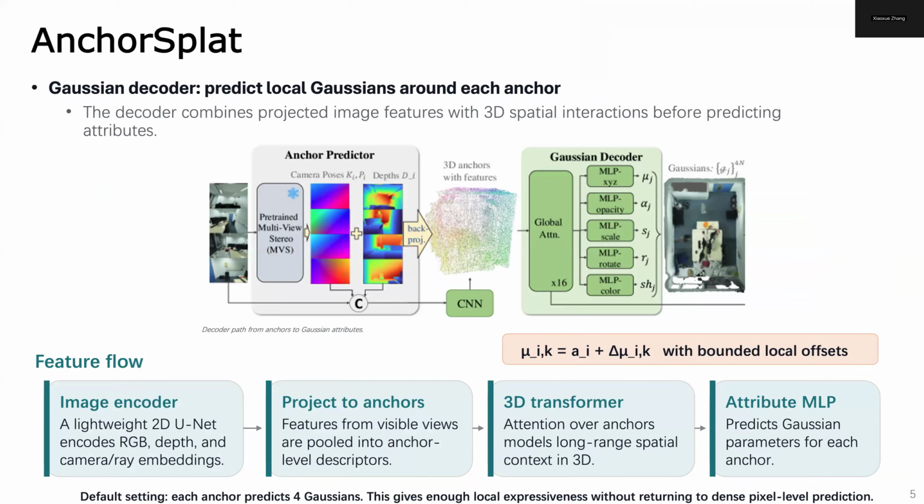Image, depth, and ray features are encoded, projected to visible anchors, and processed with a 3D transformer. Each anchor predicts a small local set of Gaussians. Usually we set it as 4. The center of each Gaussian is the anchor plus a bounded offset, preserving the local geometric consistency.